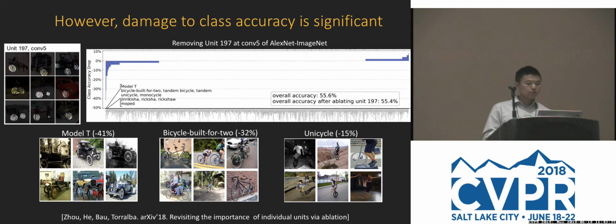So you can see this unit is really important for the network to recognize those categories, those bicycle relevant categories. So if we remove this unit, this network cannot recognize those wheels clearly, then it does very badly on those categories.